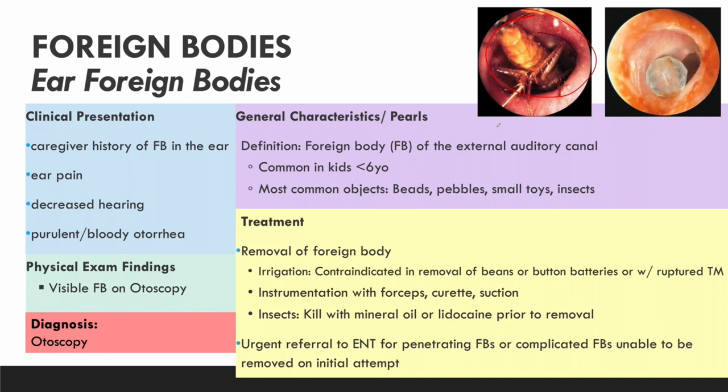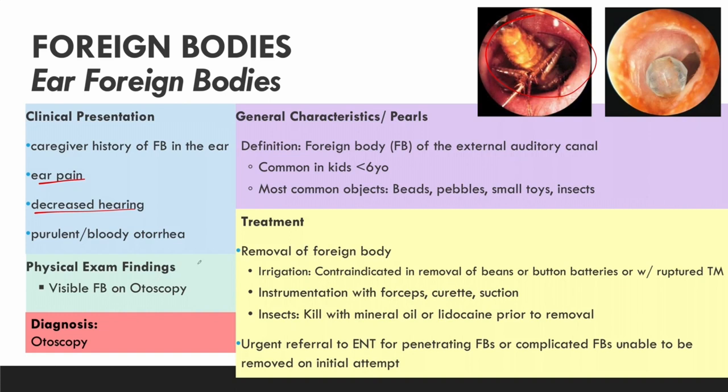Other things like small beads or toys, pebbles, can be delayed for ENT outpatient. But if they present to the ER, we try our best to remove these things safely. So the history or clinical presentation is usually in kids. Kids like to explore and put things in places they don't belong. A caregiver is going to describe a foreign body in the ear, possibly some ear pain, some decreased hearing, and then depending on what it is, purulent or bloody drainage from the ear.